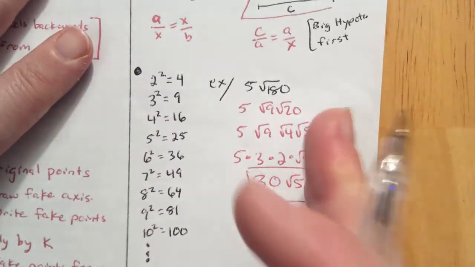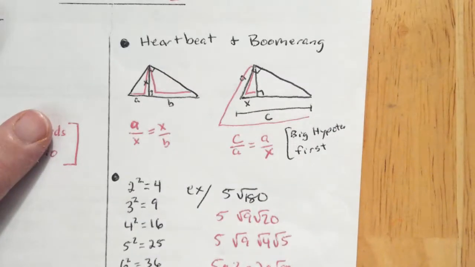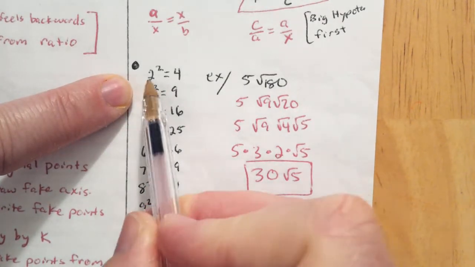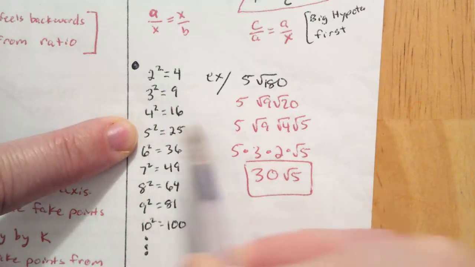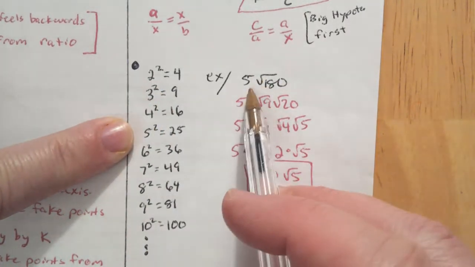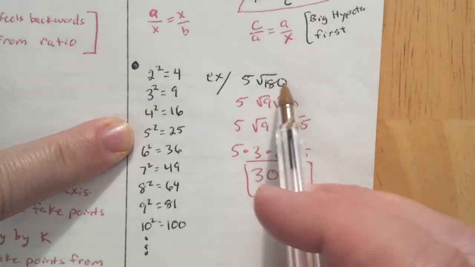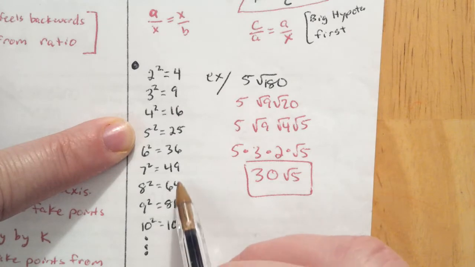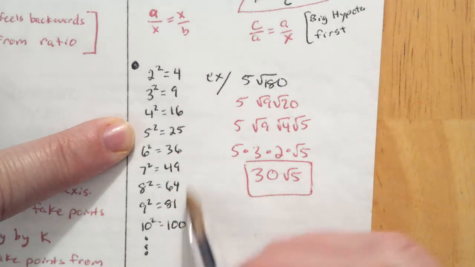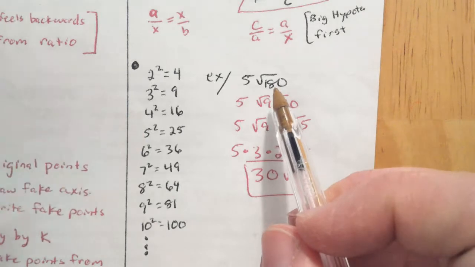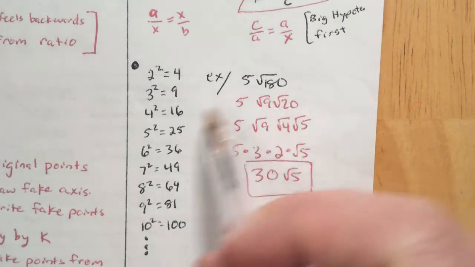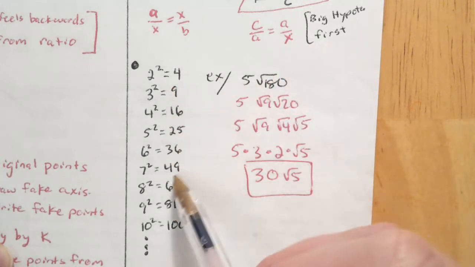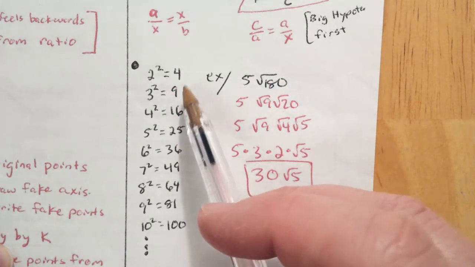So on the right side of page 1, under heartbeat and boomerang, you would have the list of all of your squares. So 2 squared is 4, 3 squared is 9, and so on and so forth. For instance, if you have the square root of 180, you want to know what square you can take out. I get that you can probably take out a 6, but a 6 is not on this list. So we want to take out 9. 9 is a good square you can take out.